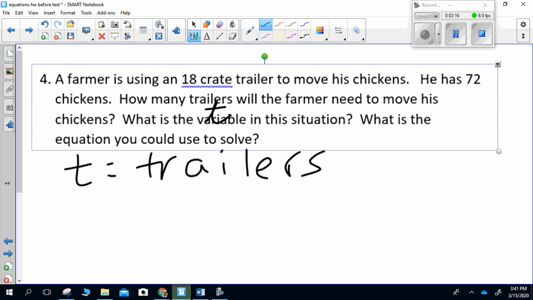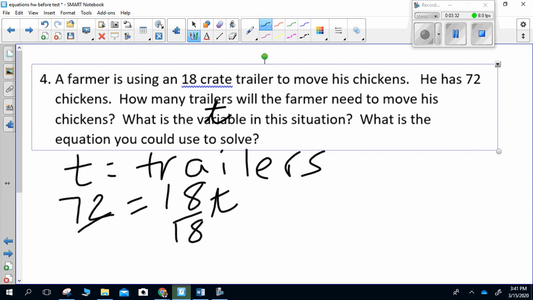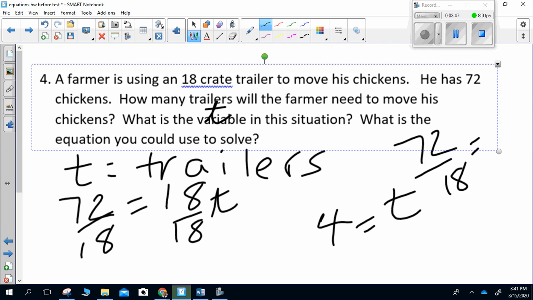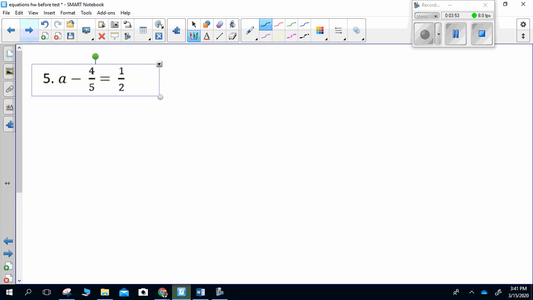Okay. And the farmer has to move his chickens. So he's got 72 chickens. And each trailer can hold 18. So 18T. If I divide by 18 and divide by 18, I get 4 equals T. So he's going to need 4 trailers to move the chickens. Another equation I could have done would be 72 divided by 18 equals T, because this is how many chickens could fit in each one and how many chickens he has in all.